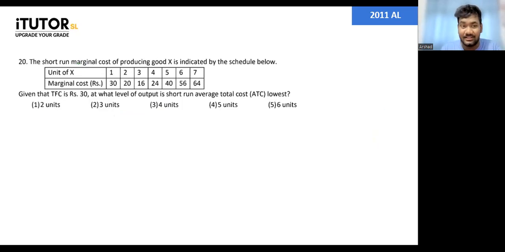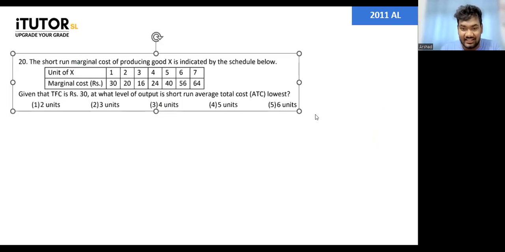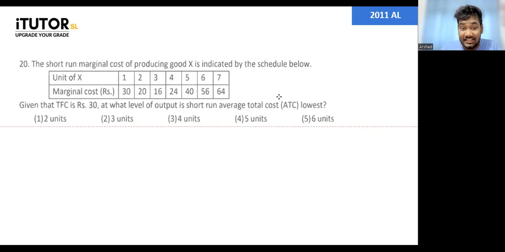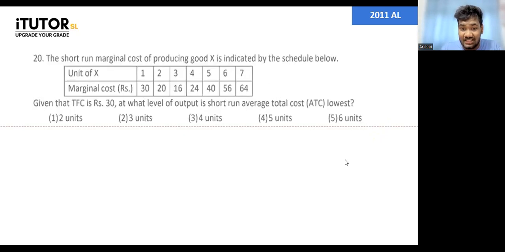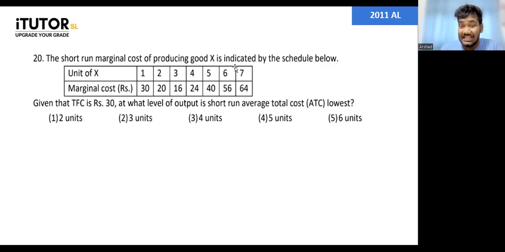Going to the 20th. Question number 20 says, right, these are nice ones. In the short run, marginal cost of producing good X is indicated by the schedule below. Unit of X: 1, 2, 3, 4, 5, 6. Marginal cost given: 30, 20, and so on. Given that the TFC, total fixed cost, is 30, at what level of output is the short run average total cost the lowest?